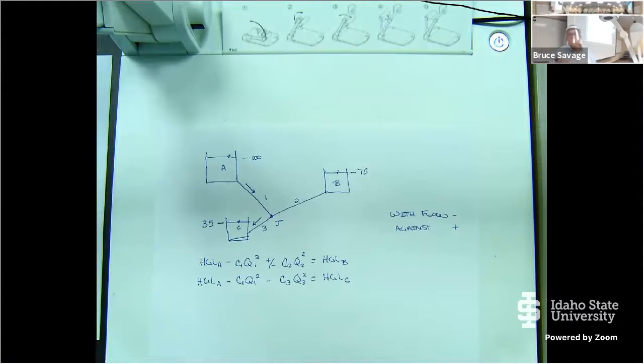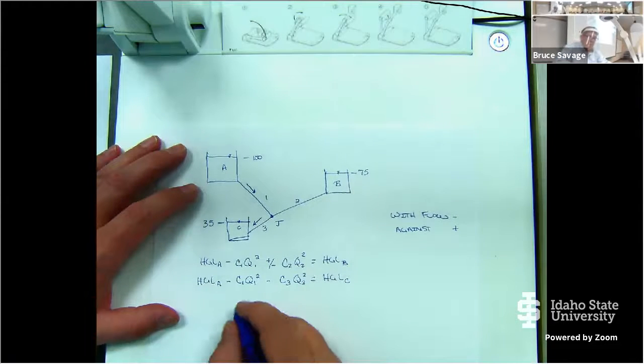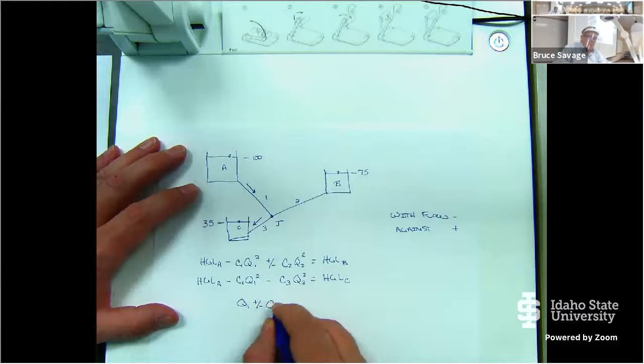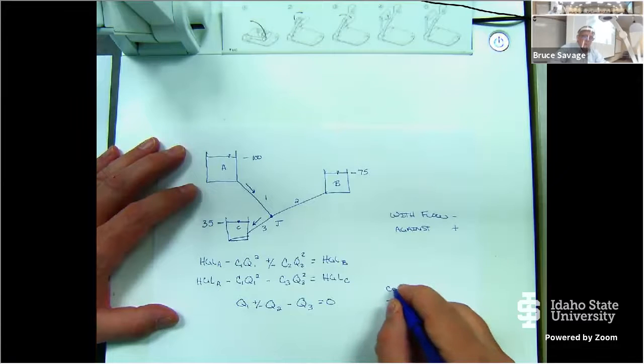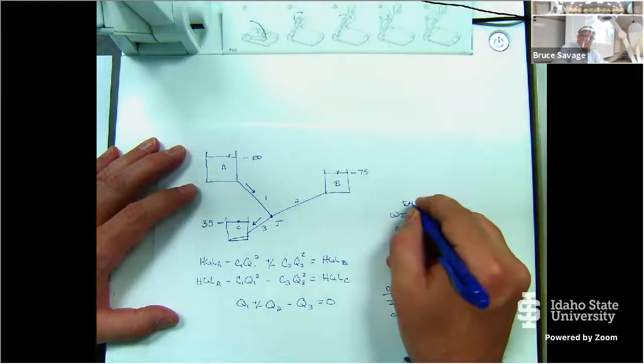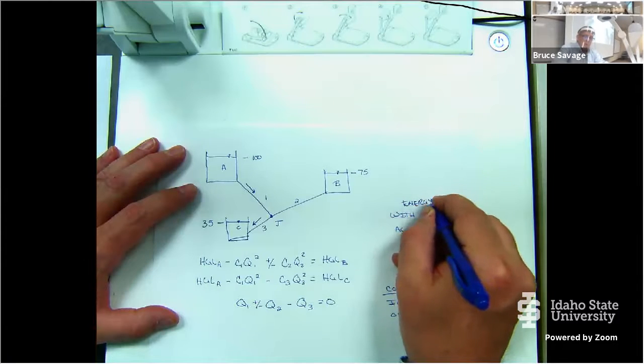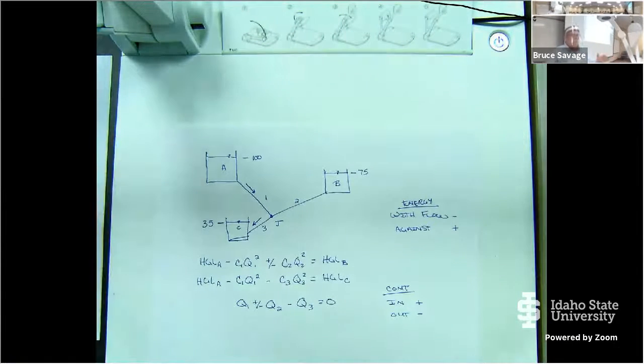But I do have one other equation that I can add to my system, and that equation is Q sub 1 plus or minus Q sub 2 minus Q sub 3 equals 0, using then my sign notation that in is positive and out is negative. This is for continuity. This up here is energy. My original one was the energy coordinate system, and this one is the continuity coordinate system.